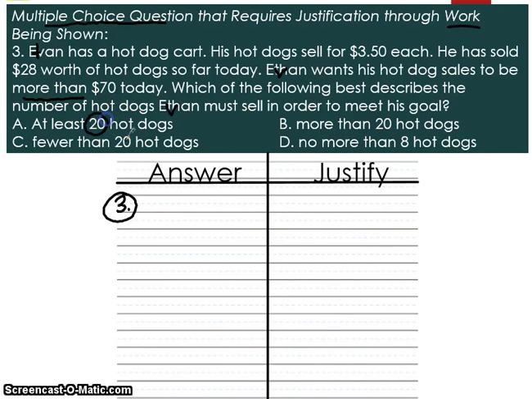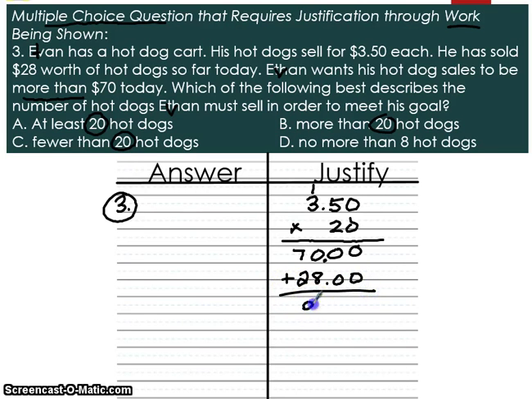Now I see that they all have 20, so I'm going to start with 20 in my work. I want to see how much money he'd make if he sold 20 hot dogs. So I'm going to do $3.50 times 20. Don't need to multiply zeros, just use this placeholder. 2 times 0 is 0, 2 times 5 is 10, 2 times 3 is 6, and 1 more is 7. And then 2 over, plus he has $28 that he already sold, so that makes $98 in profit. So if he sells 20 hot dogs, yeah, he'd make more than $70, wouldn't he? But that's way more than just 70, so let's try 8.